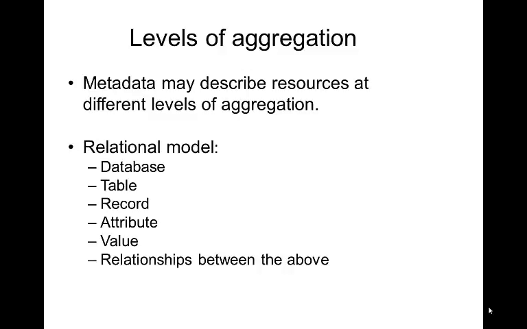Metadata can exist at a whole variety of levels of aggregation of your data. In a relational model, you might have metadata that describes the database as a whole. This database contains this set of data, part of which is the list of tables and the metadata that describes each table, potentially.